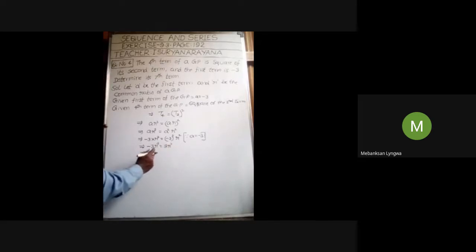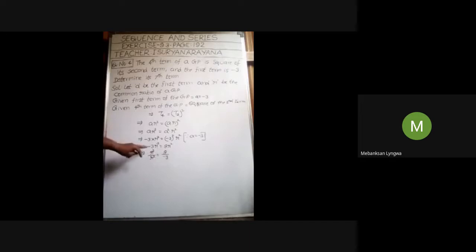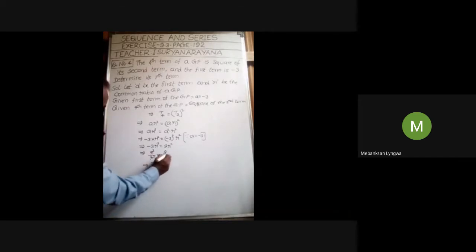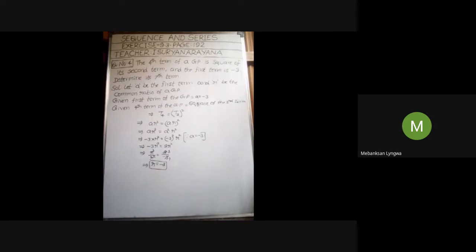Now let us transpose the r square to LHS. Then it becomes r cube by r square is equal to 9 by minus 3. We transpose minus 3 to RHS. It becomes 9 by minus 3. Understood this step, my children? This implies r cube by r square, r is equal to 3 1 times, 3 3 times, so minus 3. So the common ratio of the geometric progression is minus 3. We got the common ratio of the geometric progression.